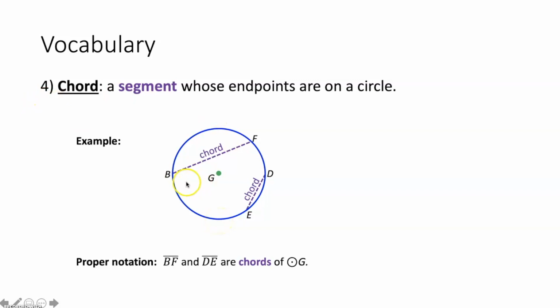Also important to note that you could technically consider a diameter to be a chord. So if we were to draw a segment connecting point B and point D that passed through the center of our circle, point G, that would be considered both a chord and a diameter.